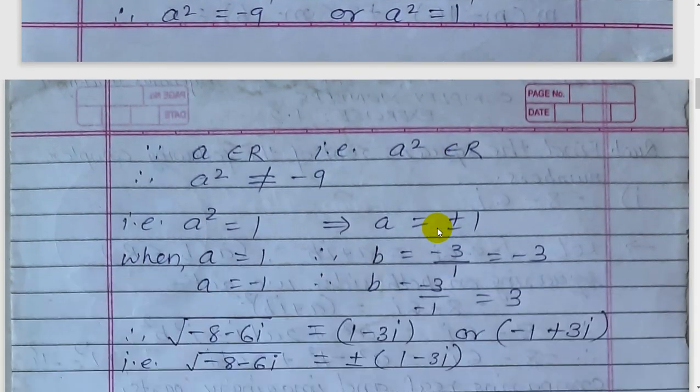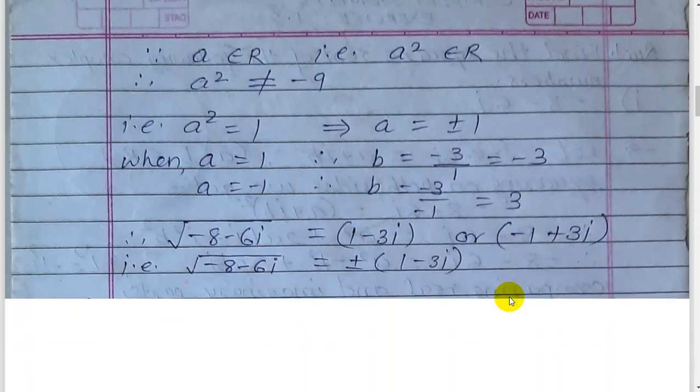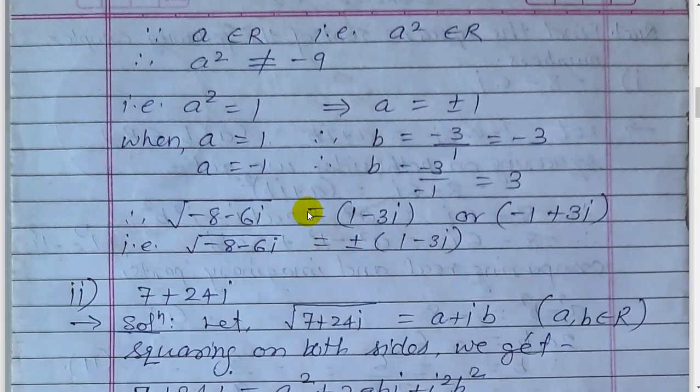So substituting the value of a in equation number 2nd, we get b equal to minus 3 upon 1, that is minus 3. When a equal to minus 1, b equal to minus 3 upon minus 1, which is plus 3 or only 3. So we get values of a as plus minus 1 and values of b as minus plus 3. Therefore the square root of minus 8 minus 6i is equal to 1 minus 3i or minus 1 plus 3i. These are two separate square roots of minus 8 minus 6i.